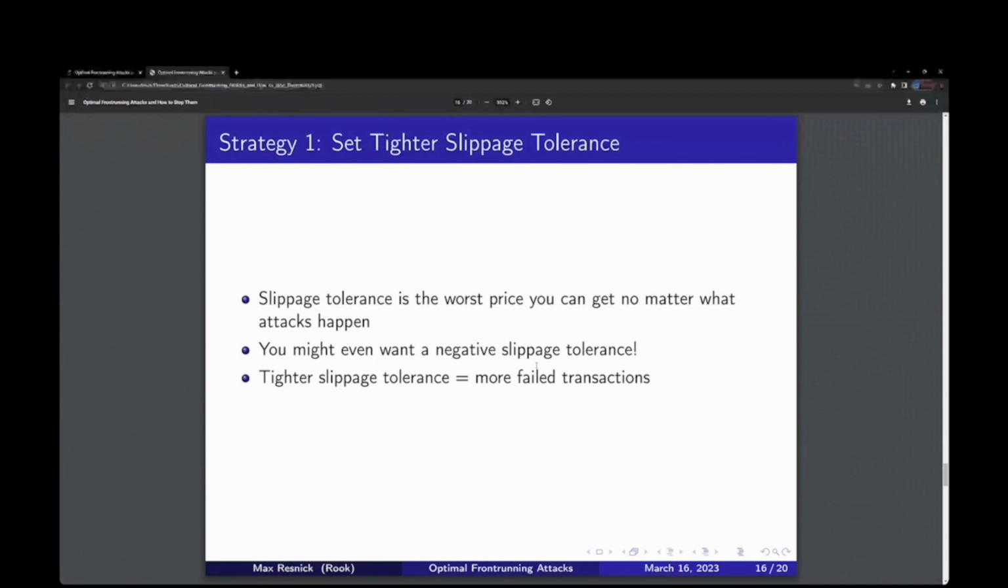So let me talk about this. I think I already talked about this a little bit, but if you set your slippage tolerance tighter, then you get more failed transactions. And that's obviously undesirable, right? You're trading for a reason. You want to trade. You want your transaction to succeed, and you particularly do not want it to fail on chain, because then you pay the gas and it doesn't do anything.